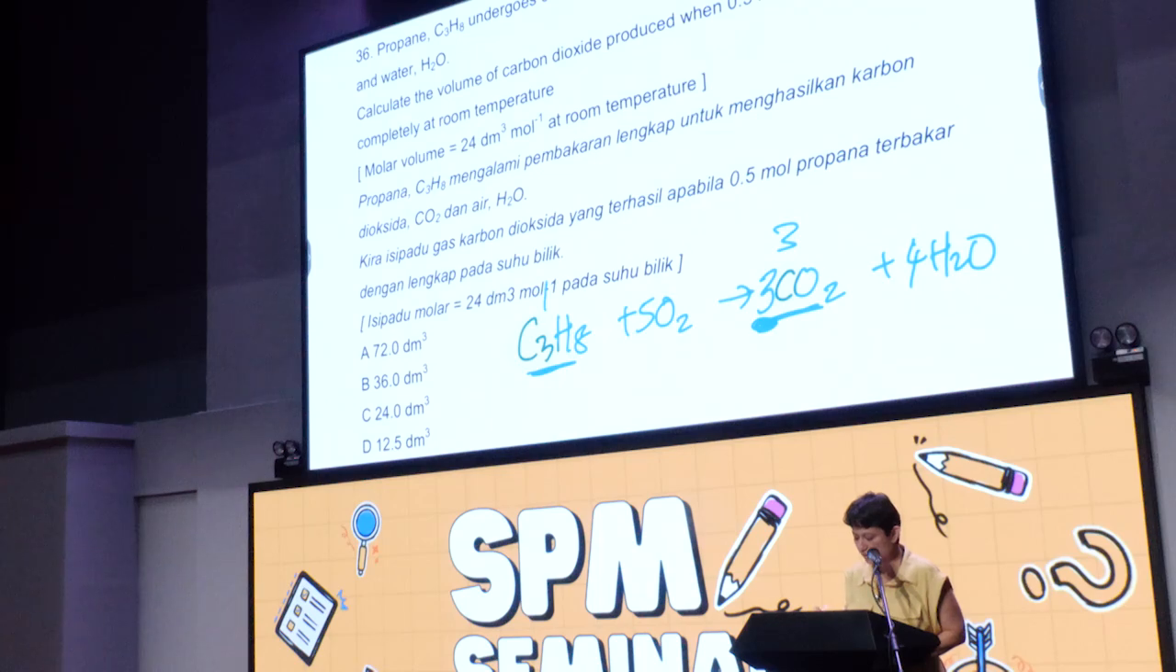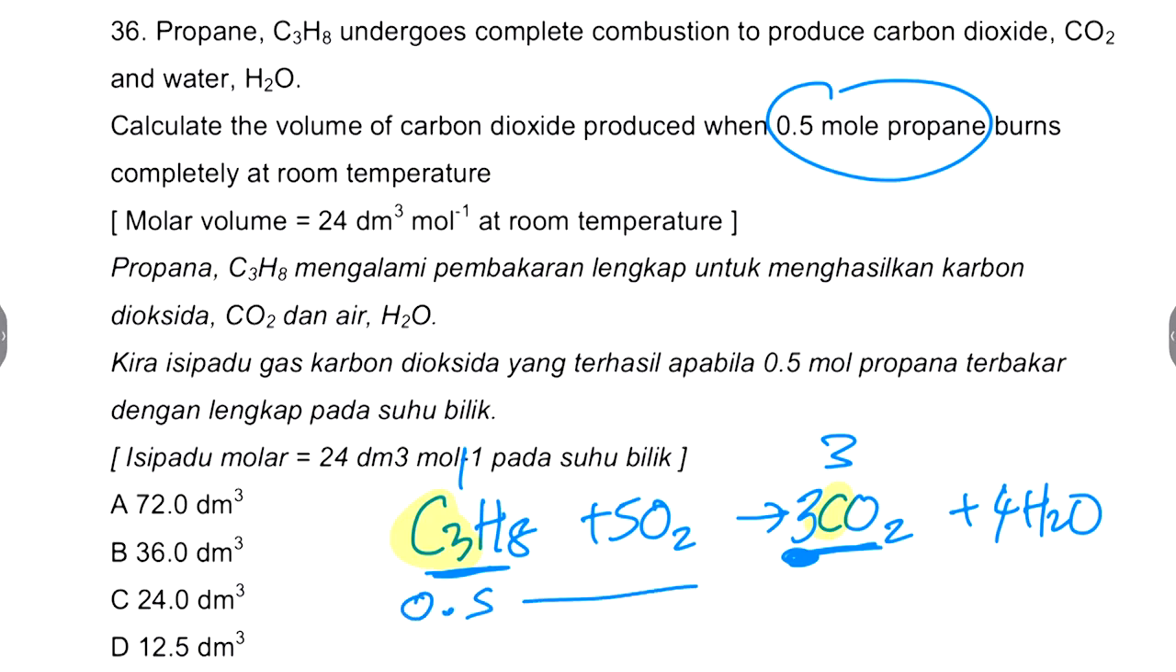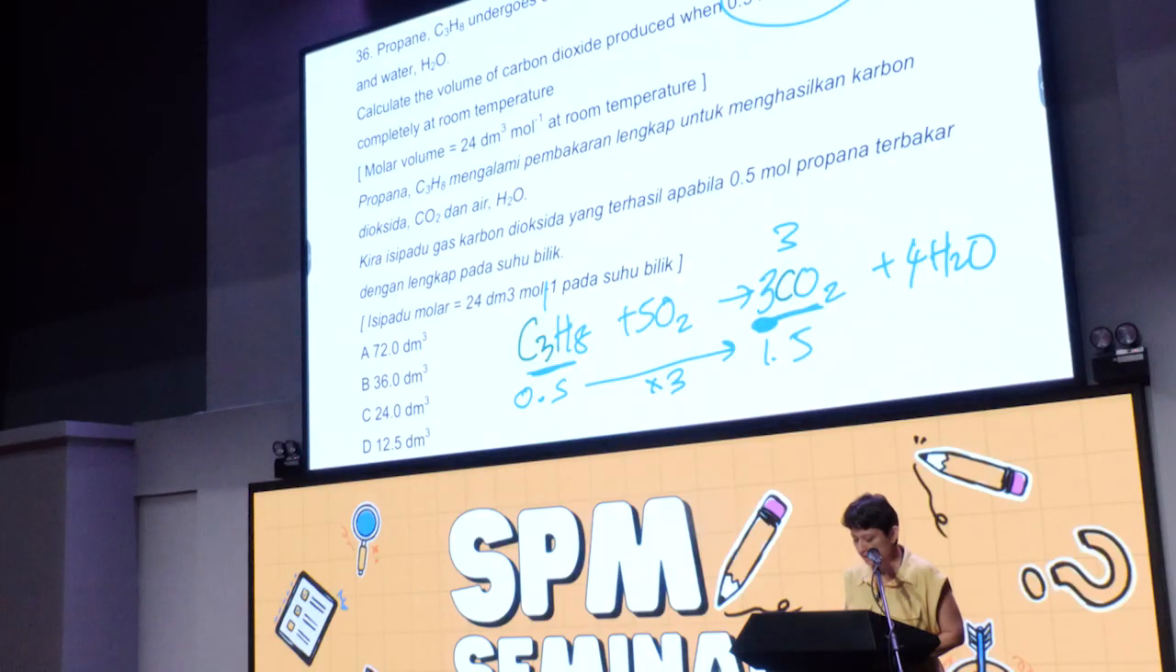Okay, so this one, 0.5 mole. So here is times 3, 1.5. Then to get the volume, you take 1.5 times 24, you get 36. Okay, Ken?